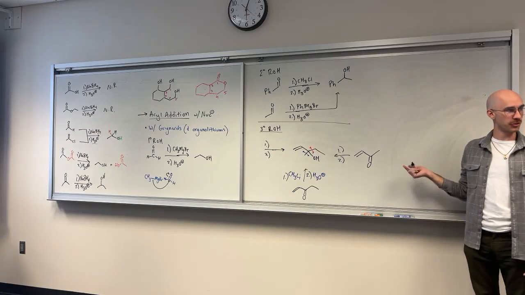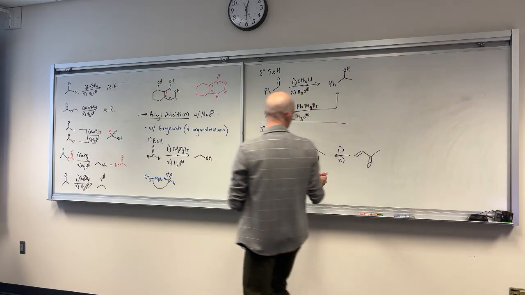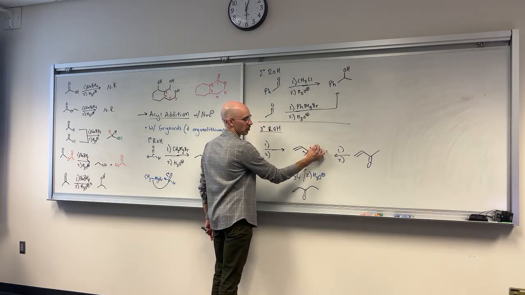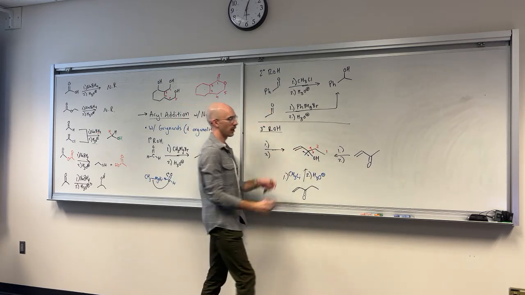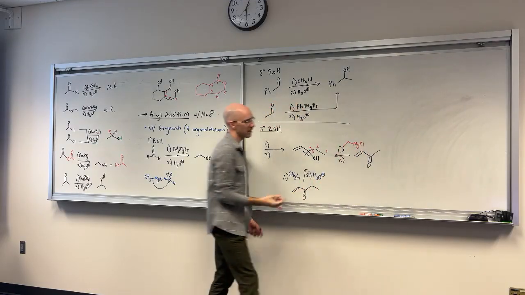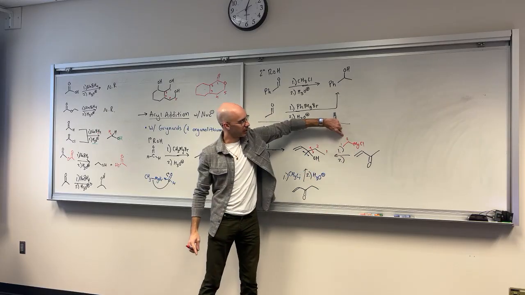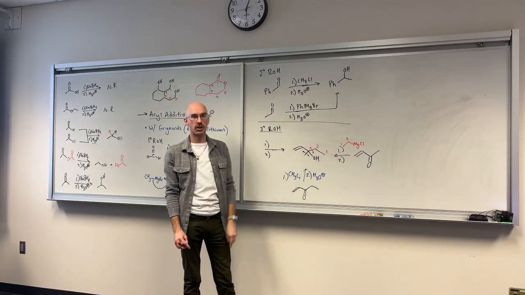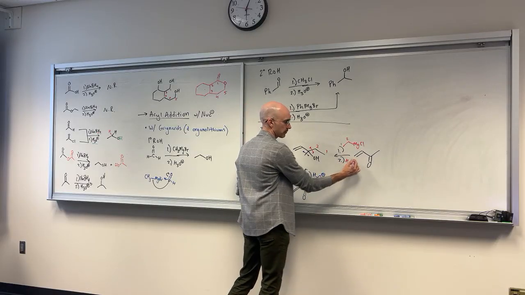Different ketone starting material. The reagent I need to add has carbon 1, 2, 2 attacks the carbonyl. So I want this to be something like this. Carbon 1, 2, and carbon 2 attacks the carbonyl, followed by an aqueous workup.